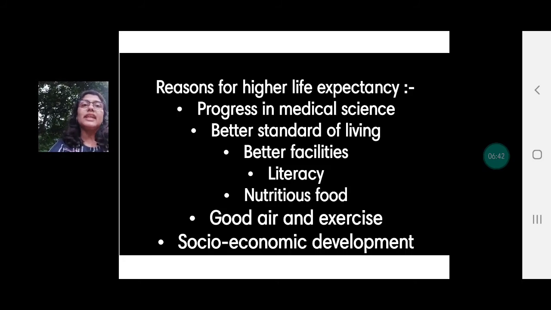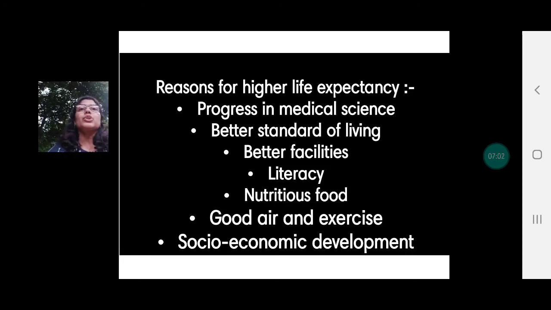And exercise. How many of us really exercise? How many of your parents exercise? Okay, so we don't take all these things seriously. Foreigners in developed countries take exercise very seriously. Okay, and therefore their life expectancy definitely increases.